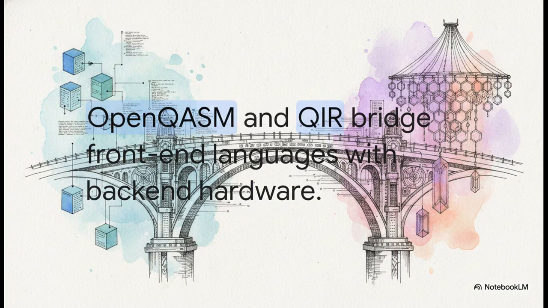Because of this massive hardware diversity, the whole ecosystem relies heavily on intermediate representations, or IRs, to keep from totally fragmenting. We use things like OpenQASM 3 to manage circuit-level descriptions, explicit hardware timing, and pulse control. Alongside that, we've got QIR, which is an LLVM-based compiler representation. These IRs are absolutely vital. They're the bridge that allows different front-end quantum languages to actually interact with completely different back-end hardware platforms without losing all that critical execution metadata.